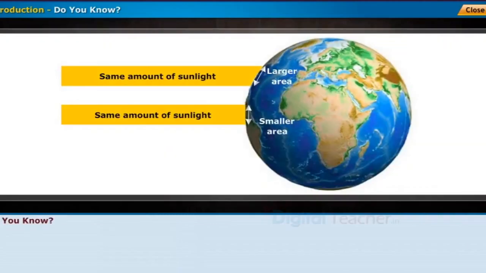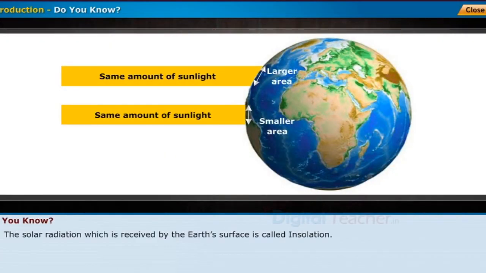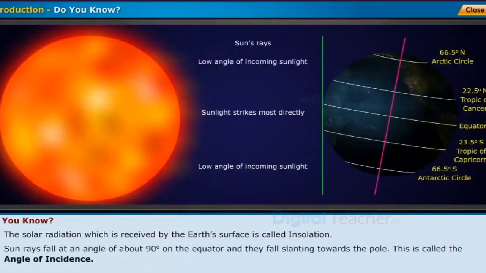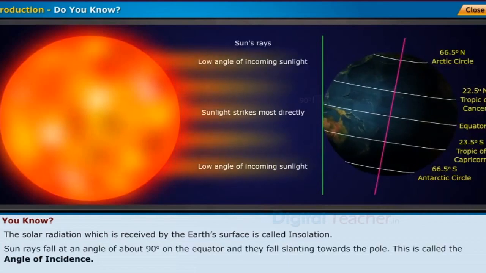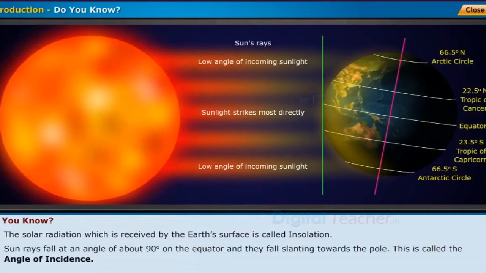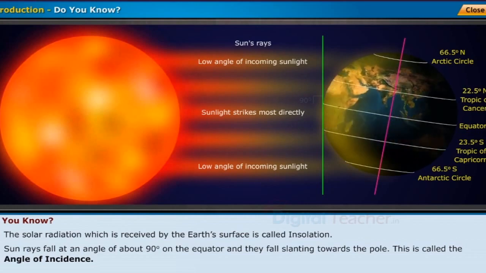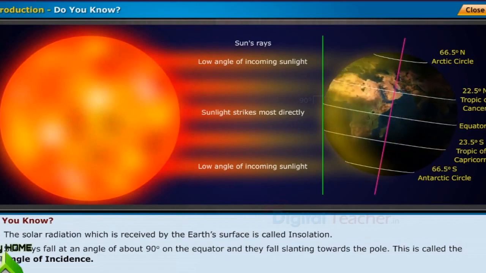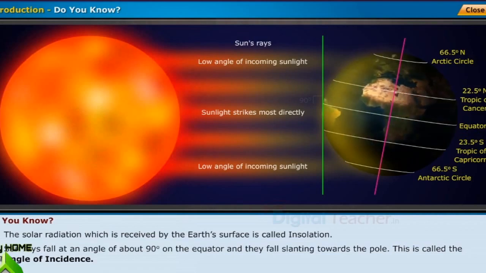Do you know? The solar radiation which is received by the Earth's surface is called insolation. Sun rays fall at an angle of about 90 degrees on the equator and they fall slanting towards the pole. This is called the angle of incidence.